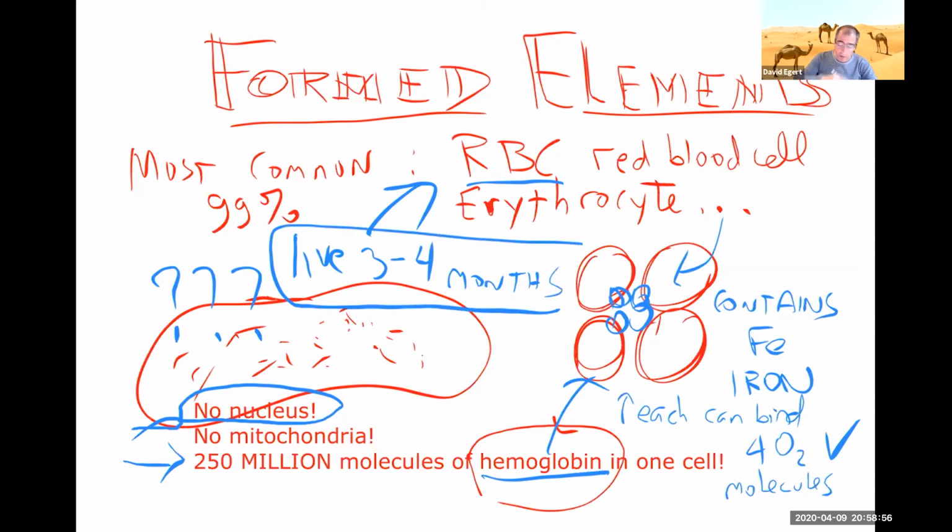So they are circulating around. They have some minimal amount of metabolic activity. They can use glycolysis to make ATP. They don't need mitochondria. But after 3 or 4 months, they've worn out and they need to get recycled. They end up getting recycled in your spleen and your liver. Maybe I can put that on here.